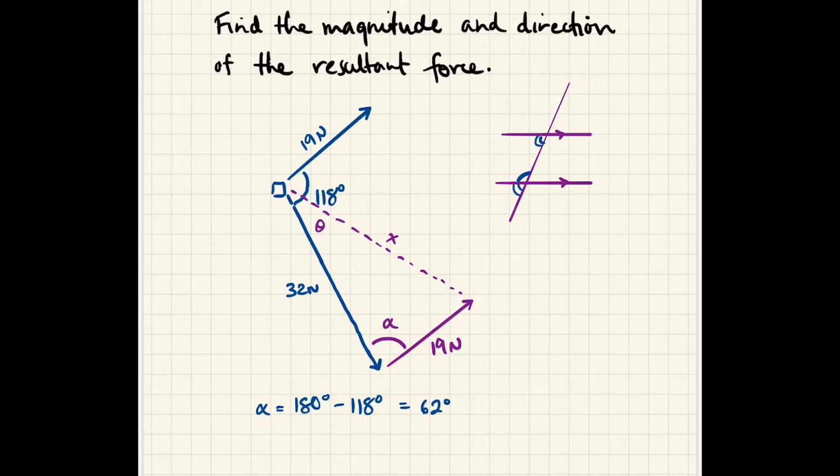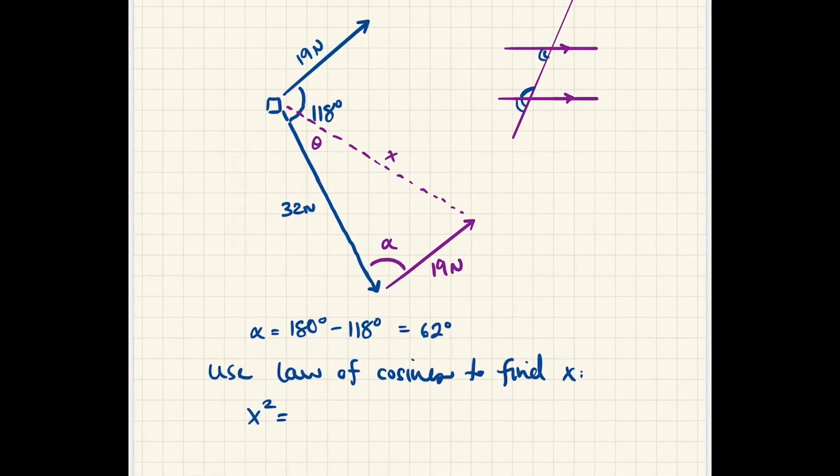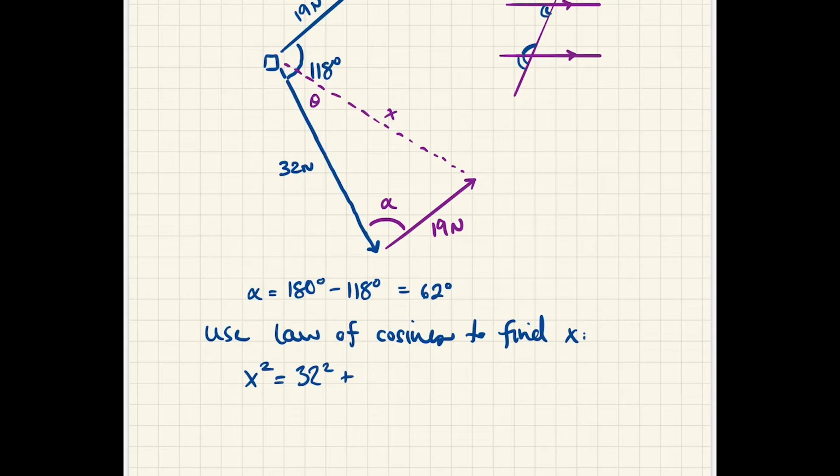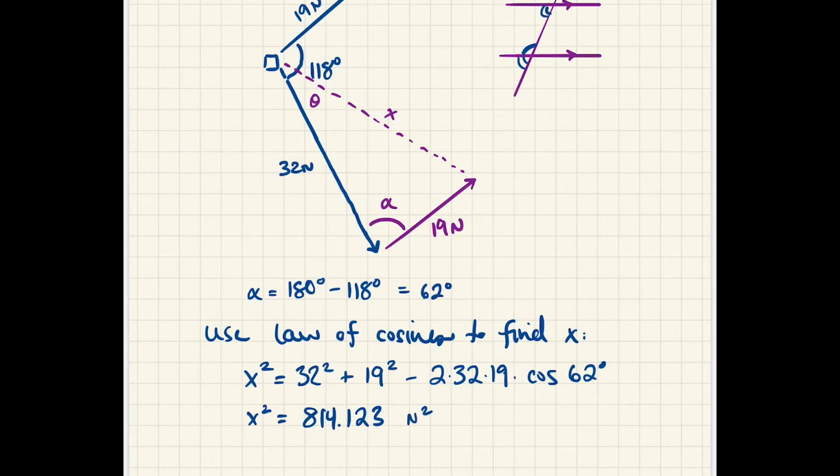So x squared is 32 squared plus 19 squared minus 2 times 32 times 19 times cosine of alpha, which is 62 degrees. I get that x squared is 814.123 square newtons, kind of a meaningless measure for now, but we'll take the square root of that, and I get 28.5328 newtons.